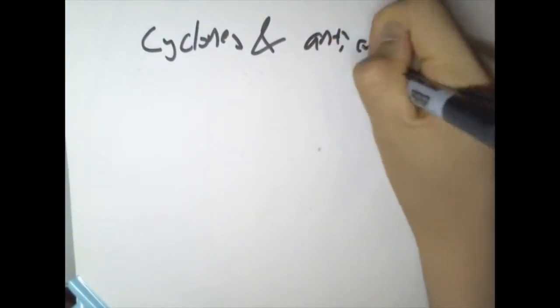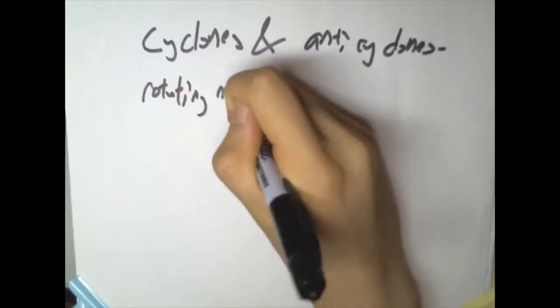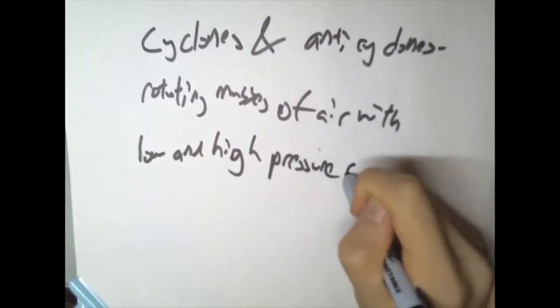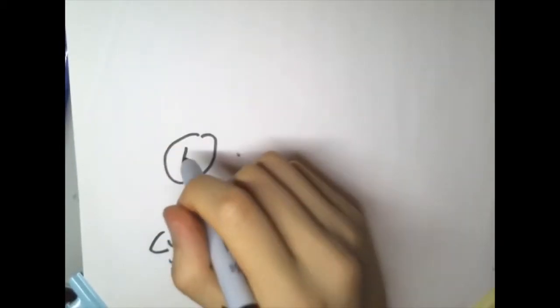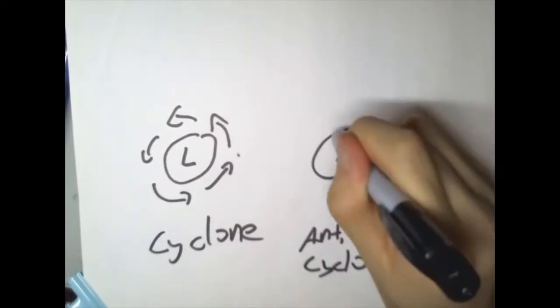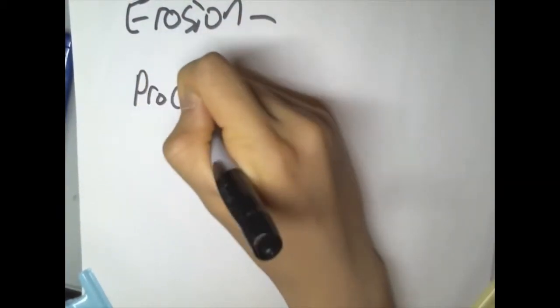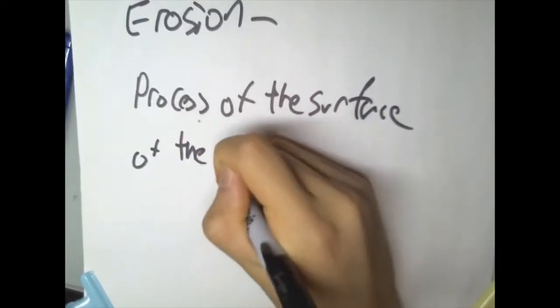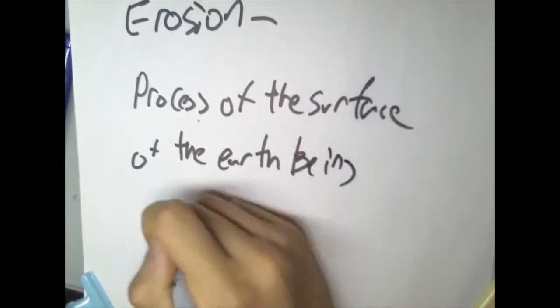Going on to a different topic are cyclones and anticyclones. These are simply rotating masses of air that have either high or low pressure centers. In the northern hemisphere, because of the Coriolis effect, a cyclone rotates counterclockwise and an anticyclone rotates clockwise. Now, let's stop talking about the atmosphere and go into the surface. First of all, what is erosion? Erosion is the process of the surface of the Earth being worn down.